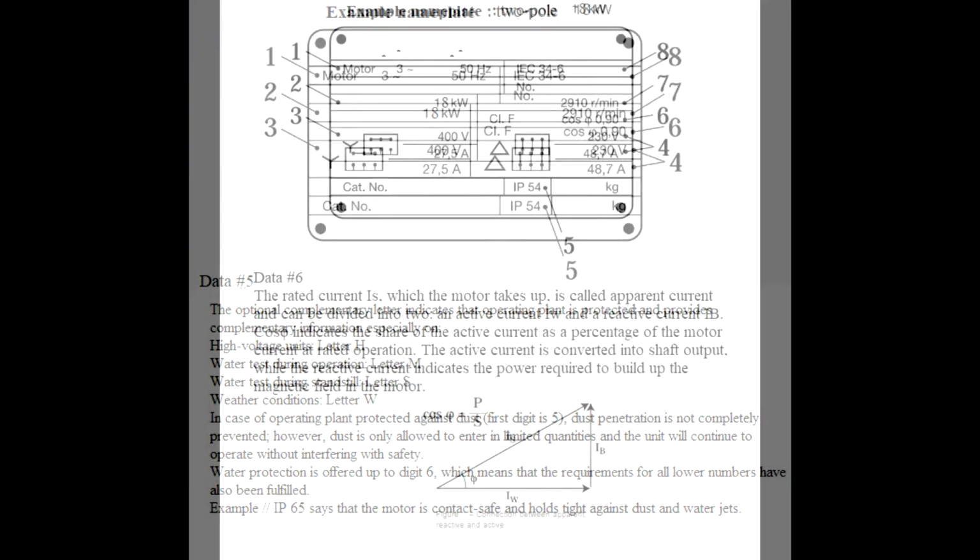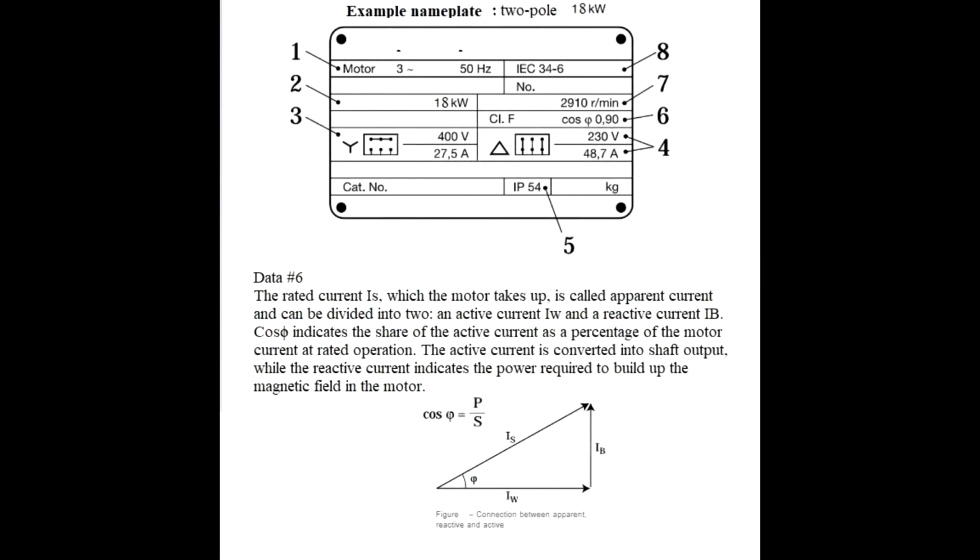Data number 6. The rated current IS, which the motor takes up, is called apparent current and can be divided into two: an active current IW and a reactive current IB. Cos theta indicates the share of the active current as a percentage of the motor current at rated operation. The active current is converted into shaft output, while the reactive current indicates the power required to build up the magnetic field in the motor.